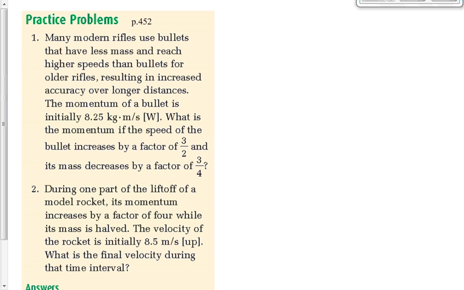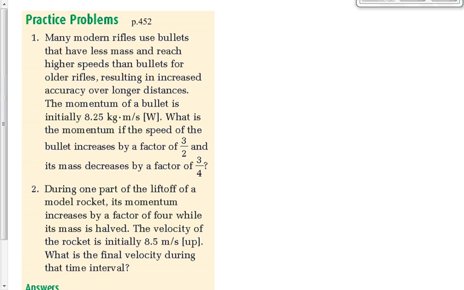Check over our homework from last night. The first one, page 452, variable value changing. First question says, many modern rifles use bullets that have less mass and reach higher speeds than bullets for older rifles, resulting in increased accuracy over long distances.